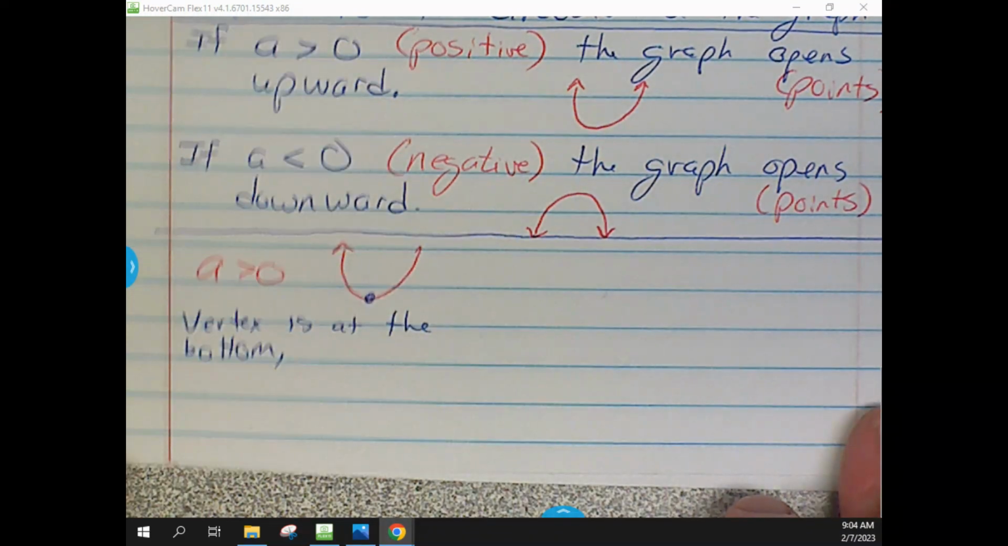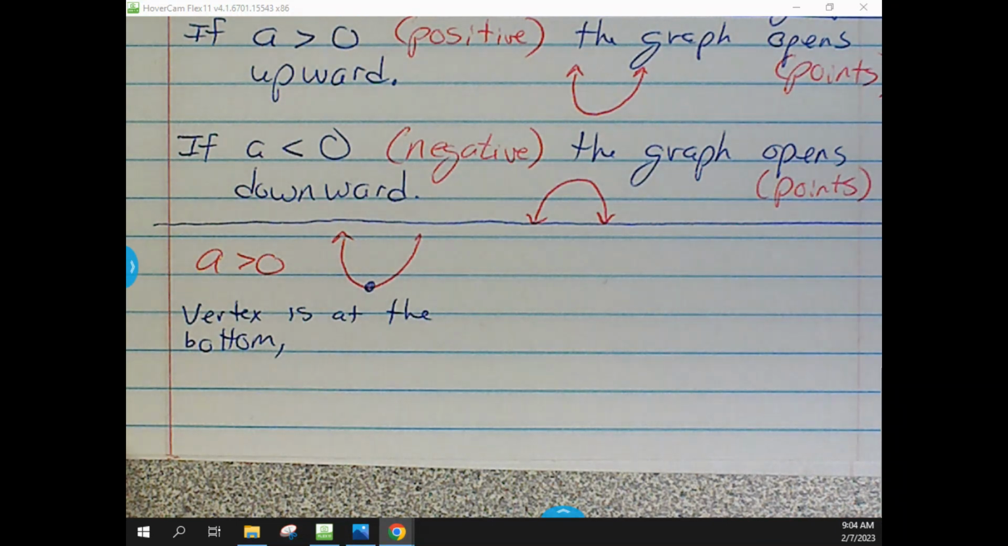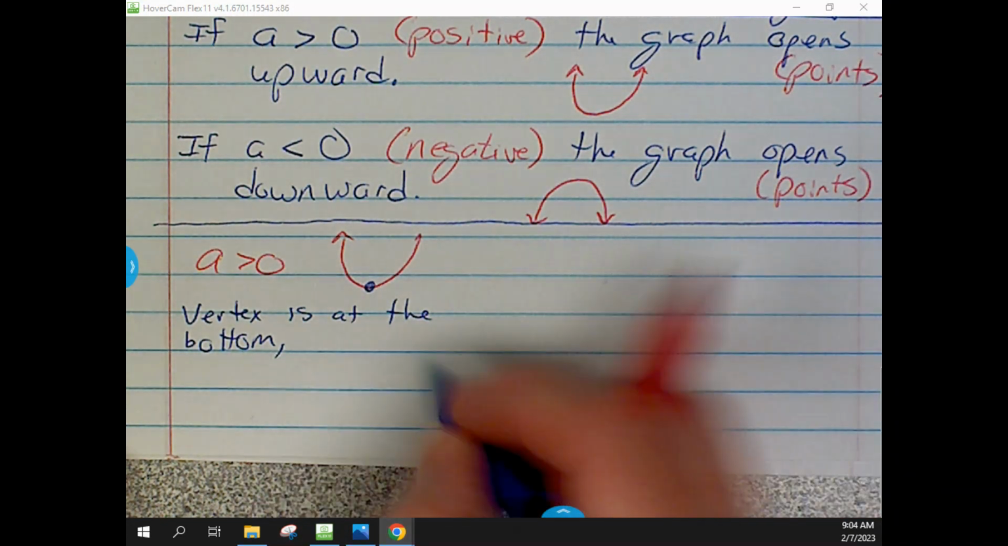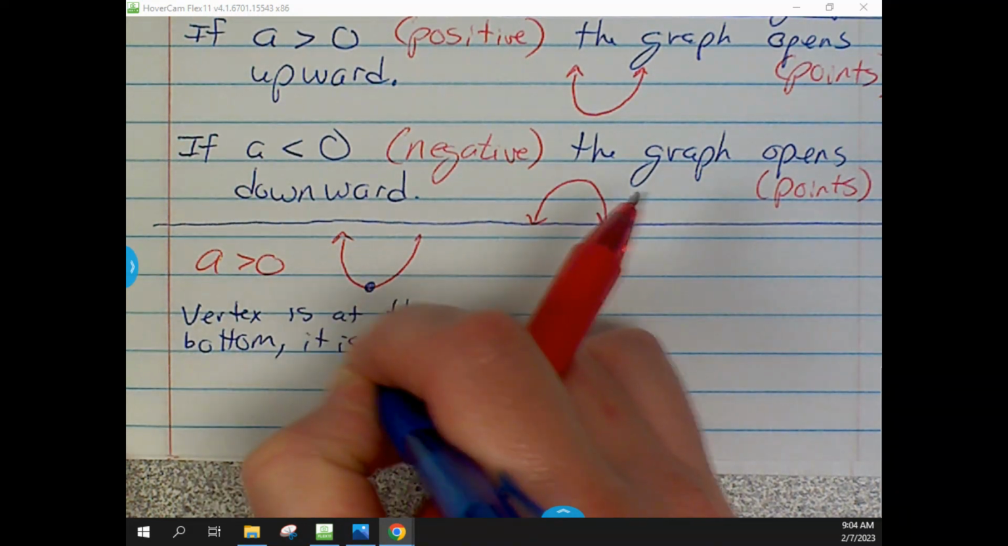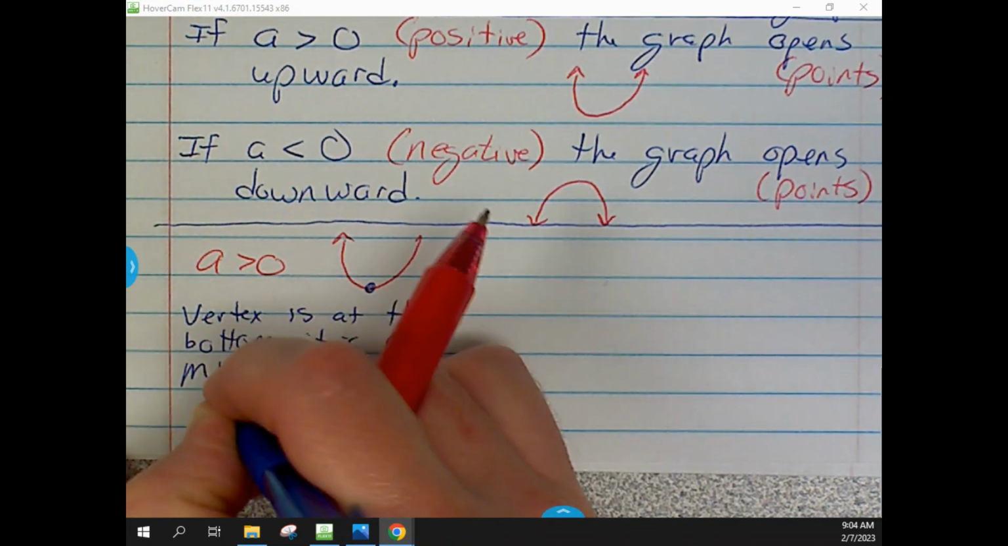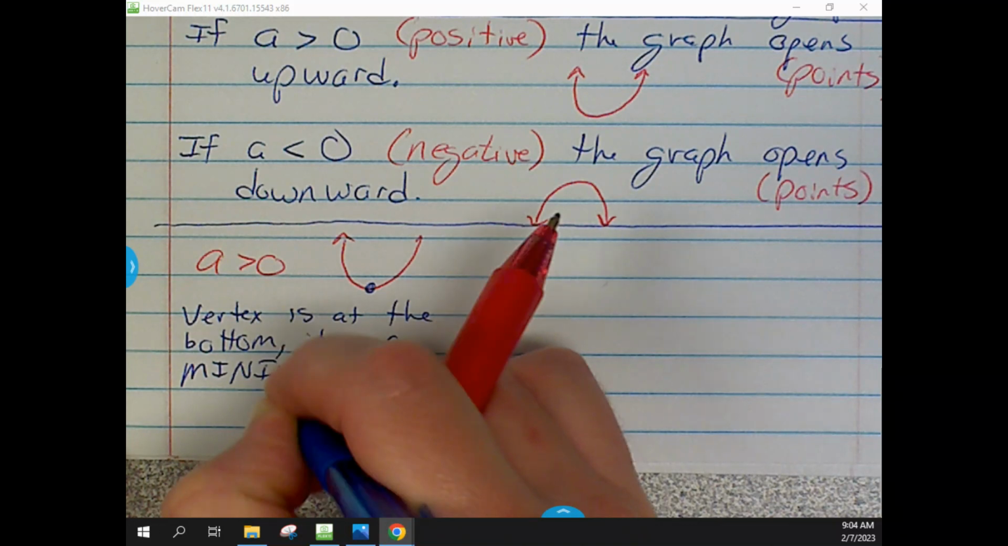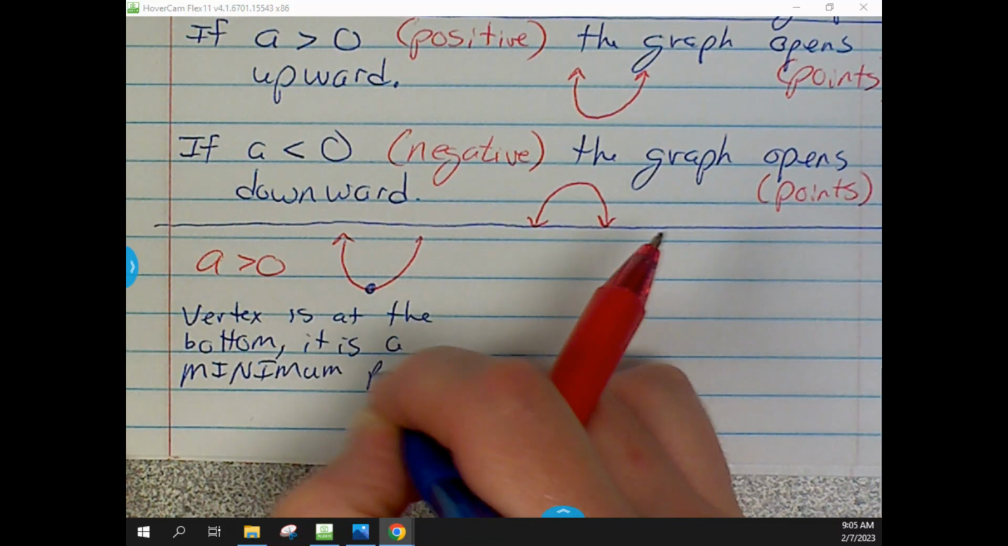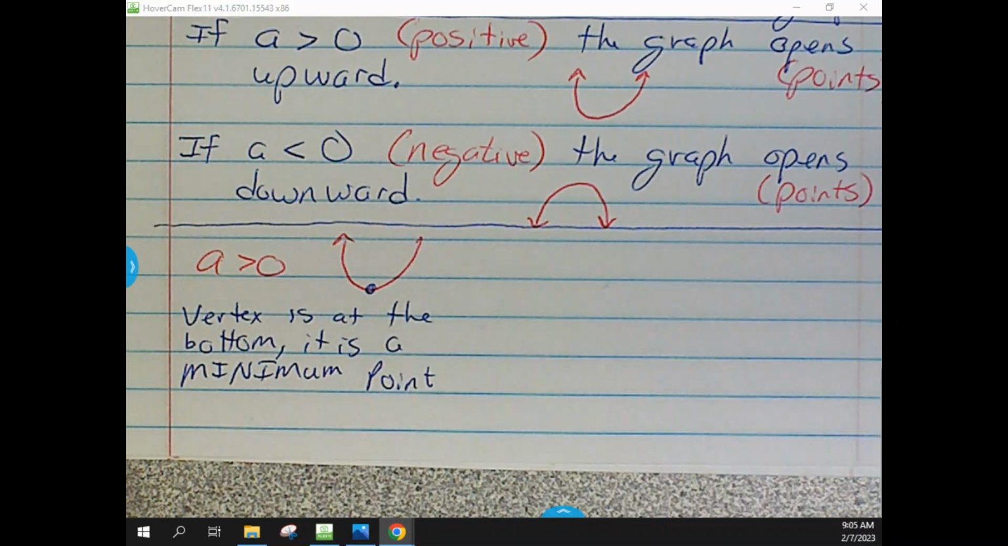And if the vertex is at the bottom, that means they're going to ask you what kind of point that is. Then that means the vertex is at the bottom, so it is a minimum point. Because they're going to ask you, okay, find the vertex, you can tell me what it is, and they're going to ask you, all right, is that a maximum point or is that a minimum point? And so from there, it's just figuring out, okay, is it at the top of the graph or is it at the bottom of the graph? If it's at the bottom, it's a minimum point. Okay.